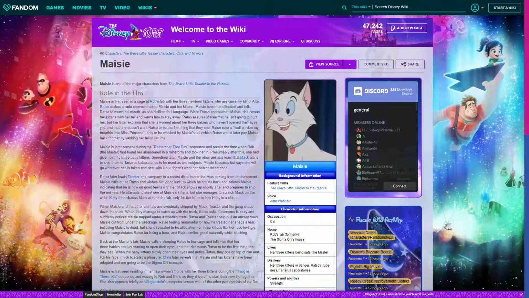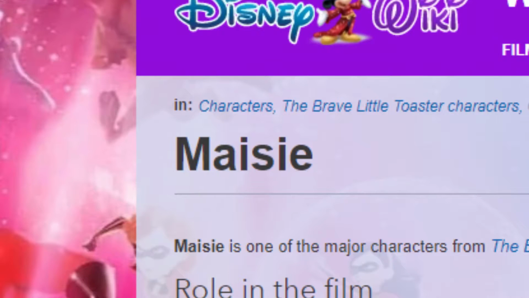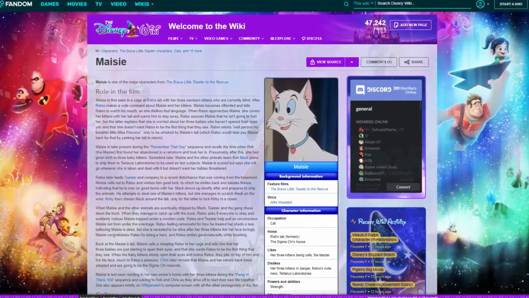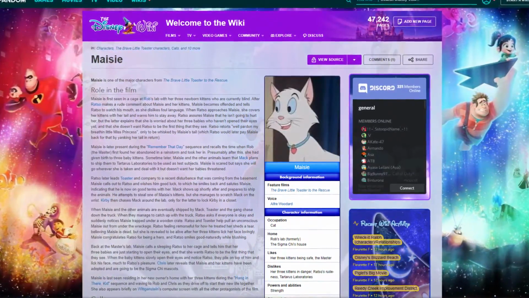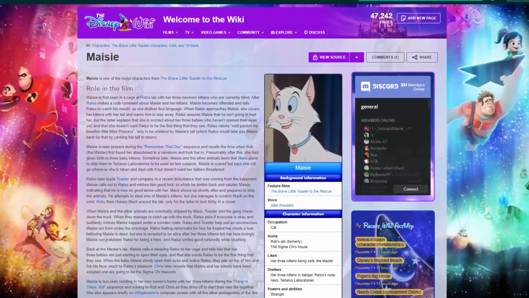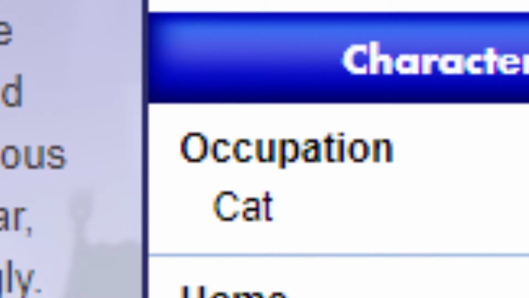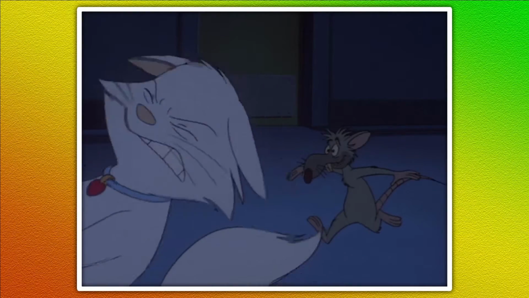So, okay, this character's named Maisie. Maisie? Maisie. I'll just call her Maisie. She's another main character in the Brave Little Toaster to the Rescue, and according to this wiki article, her occupation is cat. Holy shit. Hey, looky here, I found the scene where the cell is used in. Feels good to be able to do that again. Spoilers, I won't do that again for the whole video, oops, sorry.